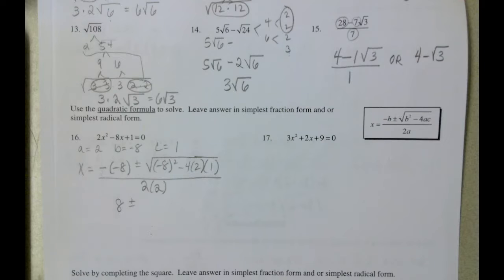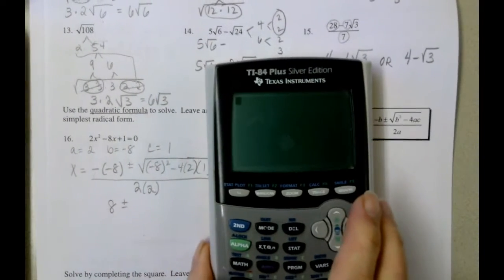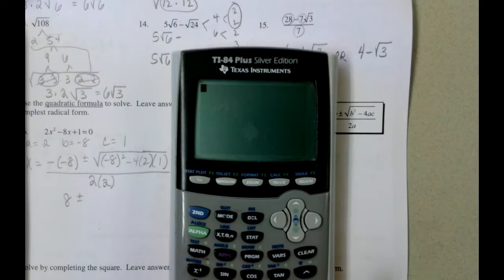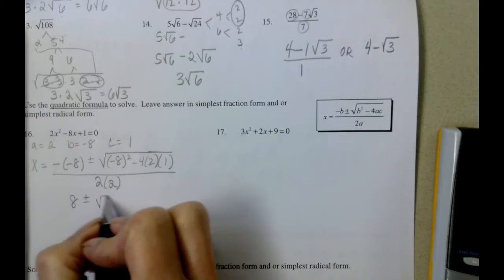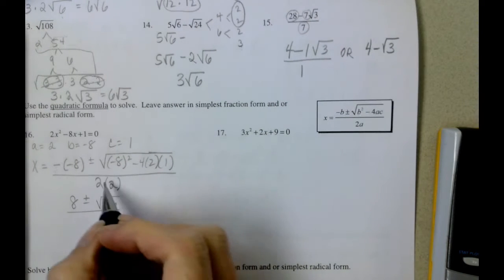And then what I like to do is type in that value into the calculator. So negative 8 squared minus 4 times 2 times 1. So that gives us 56. So here's the 56, and then 2 times 2 is 4.